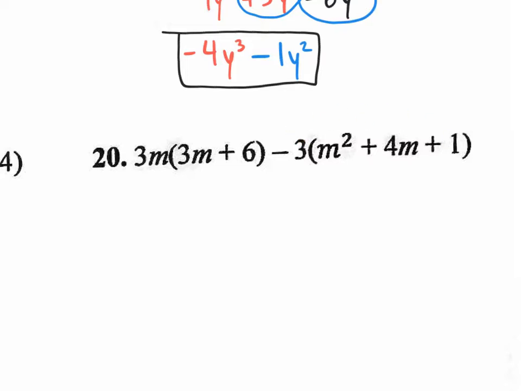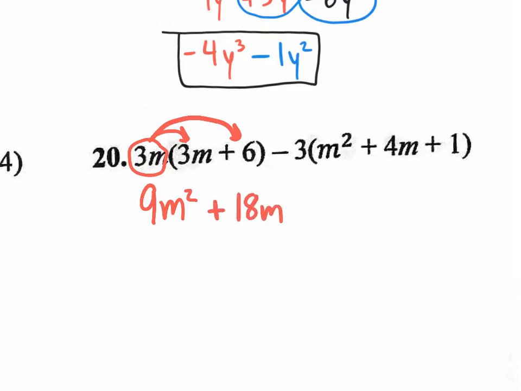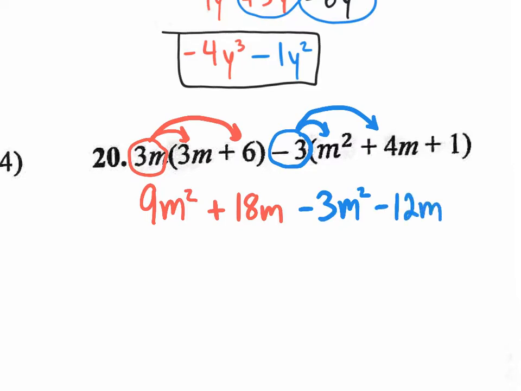and then combine like terms. Okay? So let's start with multiplying 3m times 3m, that is 9m squared. 3 times 3 is 9, m times m is m squared. 3m times positive 6, that'll be a positive 18 with an m. And then we're going to distribute this minus 3 times m squared, that'll be a minus 3m squared. And then take that minus 3 and multiply it by a positive 4m, that'll be a negative 12m.